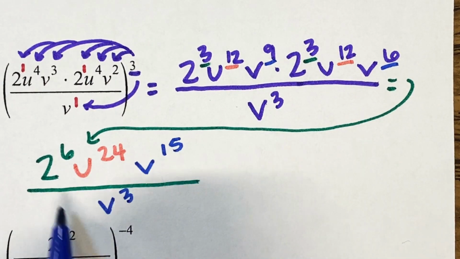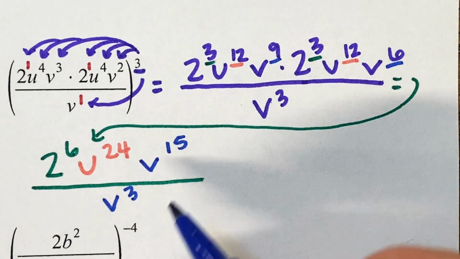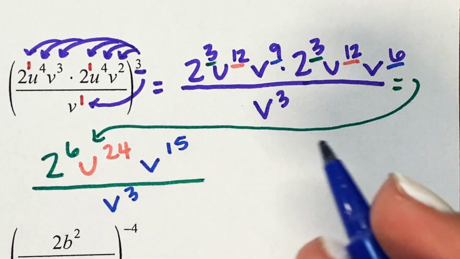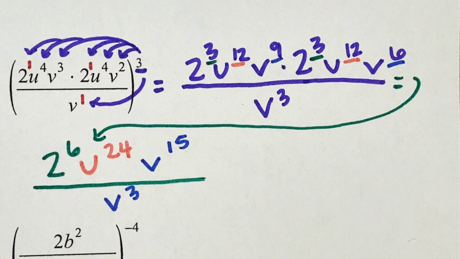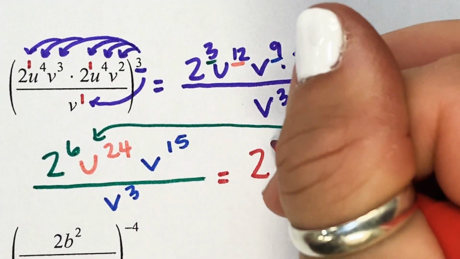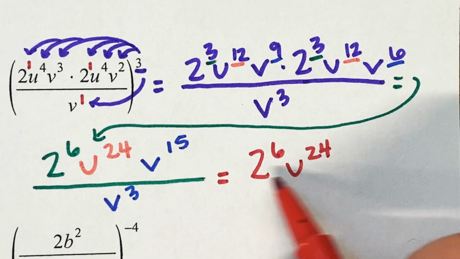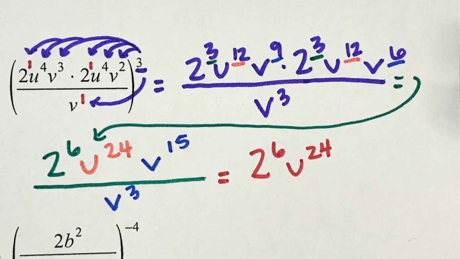Are we done? Are we simplified? Do you only see one of each base? Nope. Okay, notice we have these V's. We need to simplify the V's. Okay, so let's do this in red. So 2 to the power of 6 and U to the power of 24, those are the only ones of those base. So those are going to stay the same.